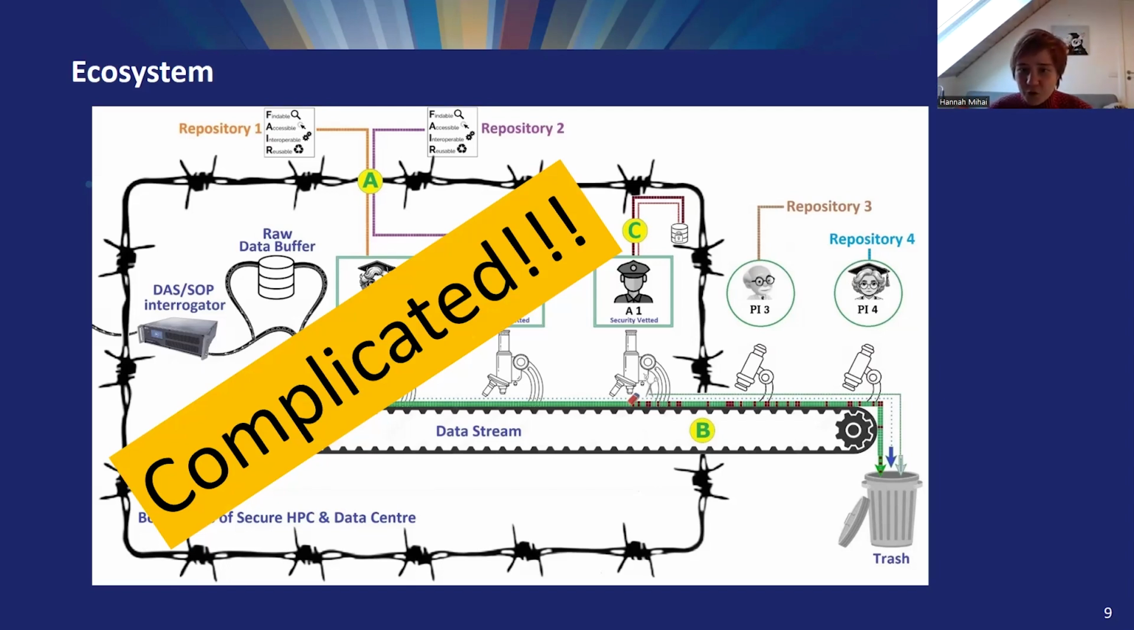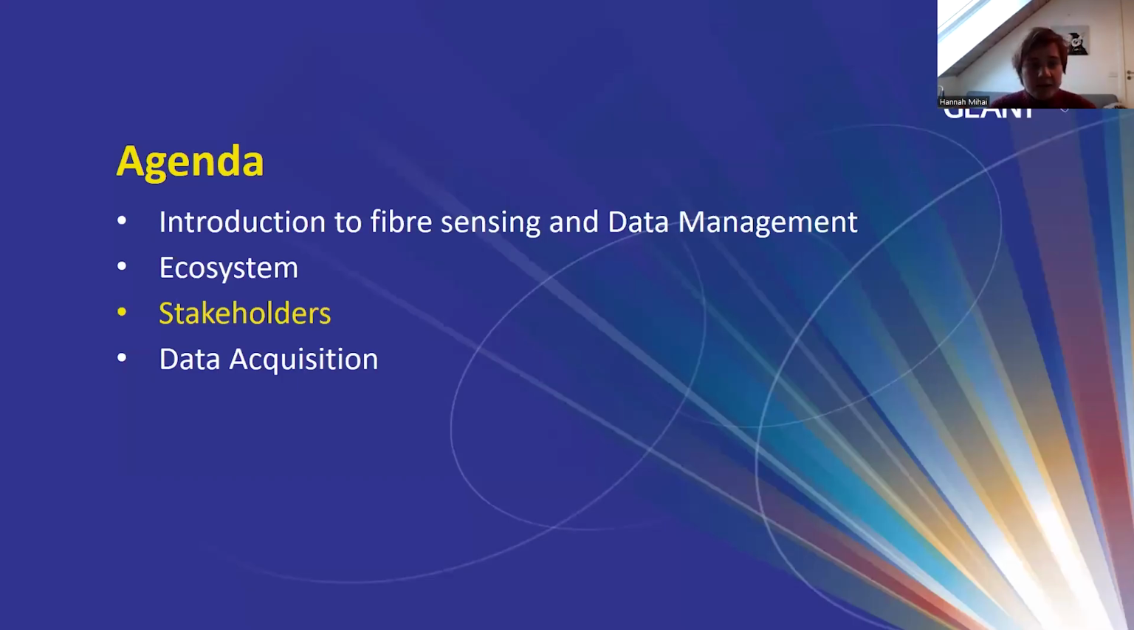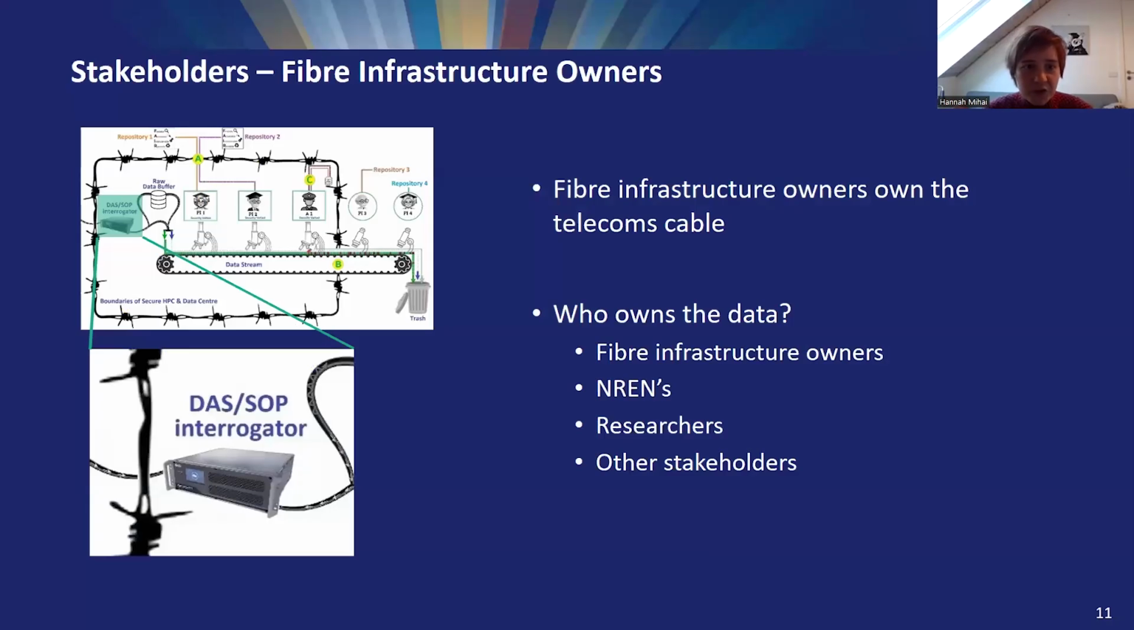And what we're going to do in the rest of my talk is go through this ecosystem step by step, first from a stakeholder perspective and then from a data acquisition perspective. So we start with the stakeholders, and there's a lot of them, and everybody knows when there's a lot of people with different opinions, there's a lot of chaos. We start with the fiber infrastructure owners.